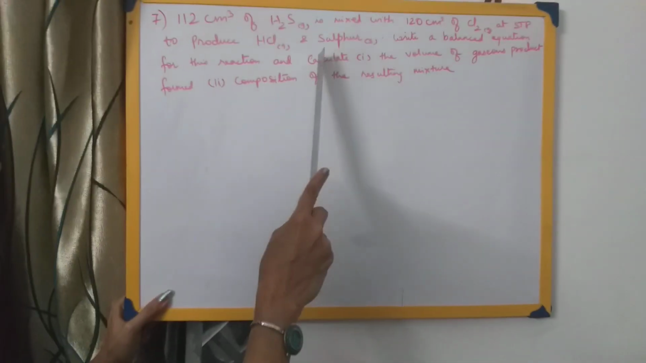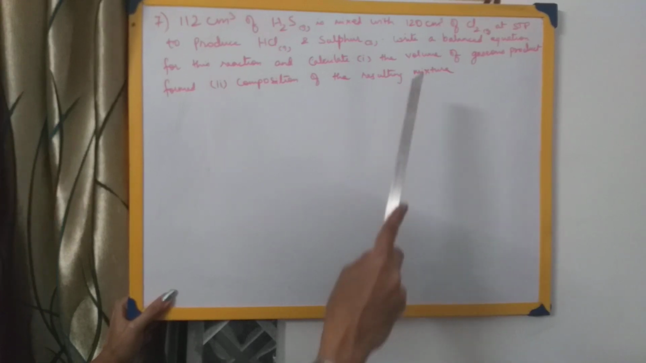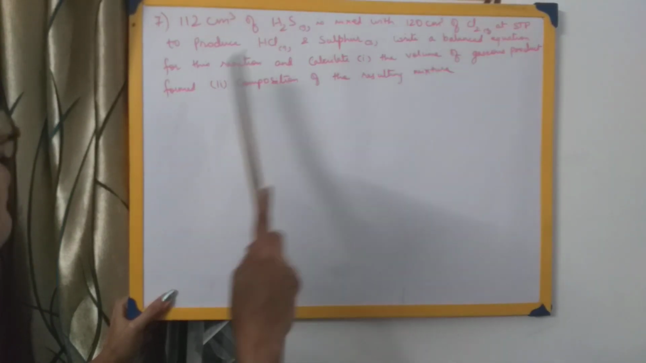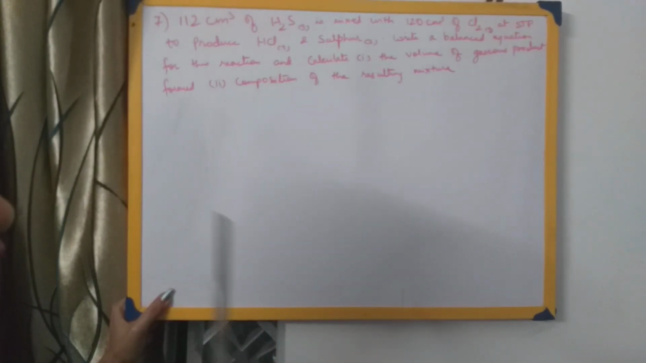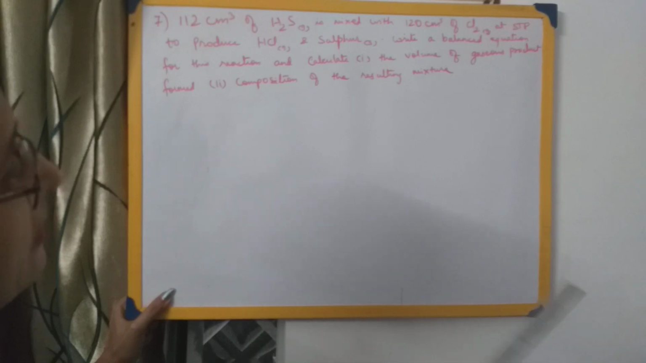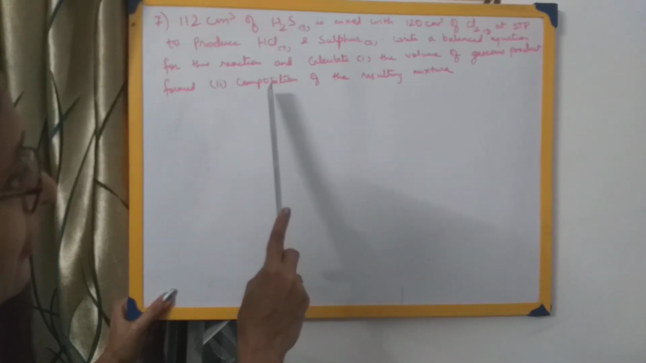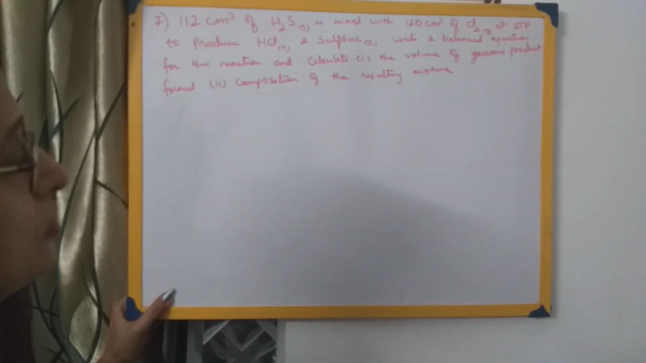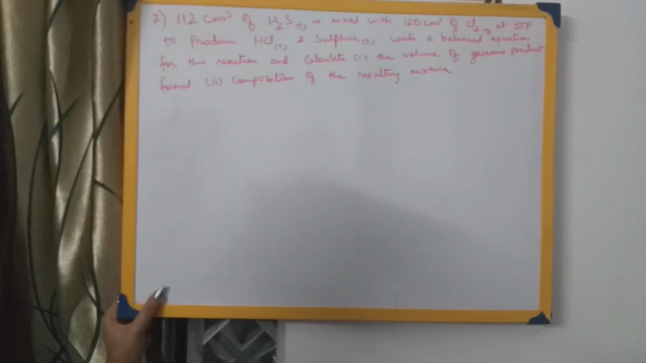Okay, fine. We'll be writing down a balanced chemical equation. Next, we'll be finding out the volume of the gaseous product formed. That means from the equation, we have to find out which substances are in the gaseous state, that is, the product which is in the gaseous state, and the second thing, that is the composition of the resulting mixture. We have to find out the composition of the resulting mixture.